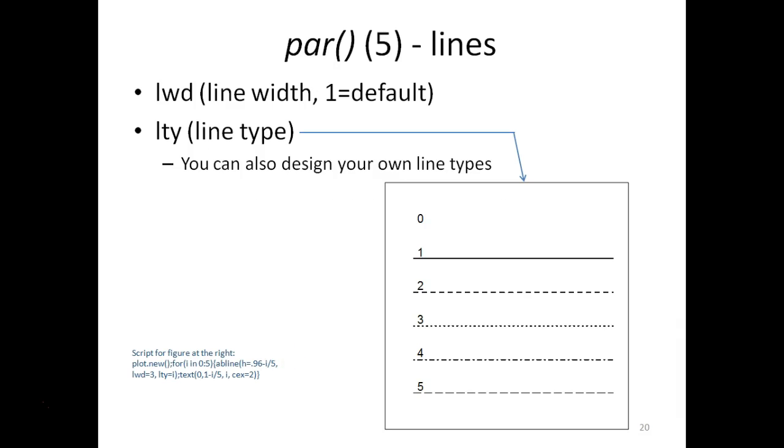If you're using graphical commands which include lines of some kind, then you have the line width argument, LWD, which defines the width of the lines, and 1 is the default value and 2 is twice as wide, obviously. You can also change the line type using the LTY argument, and 1 is the default value here, a solid line usually, while 2 gives you a dashed line, 3 a dotted line, and so on. You can also design your own line types if these are not sufficient for your needs.